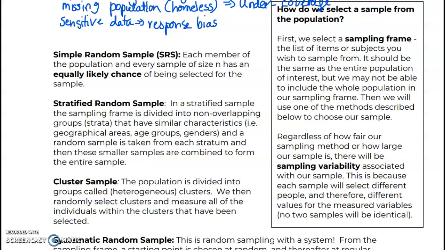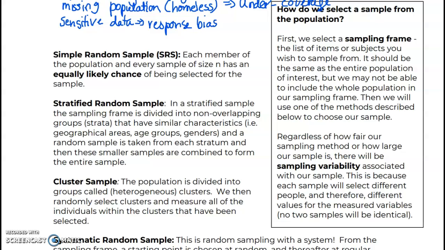Or it could be just having each person in the population or each thing be on a little strip of paper in a hat, and we just randomly select. With that, we can choose anyone in our sample. Any combination of people could be in our sample. So it's a simple random sample, completely randomized.